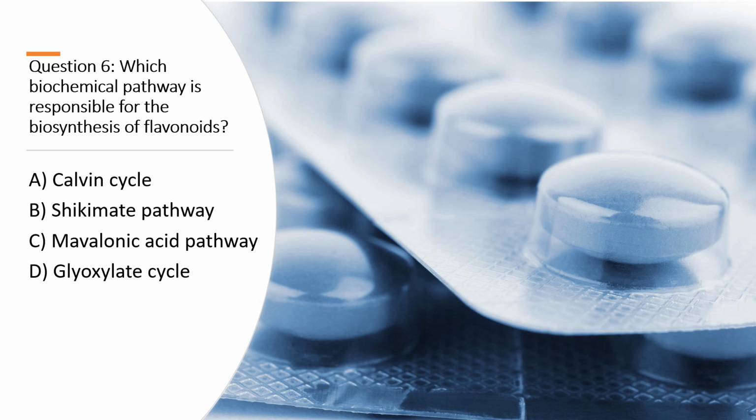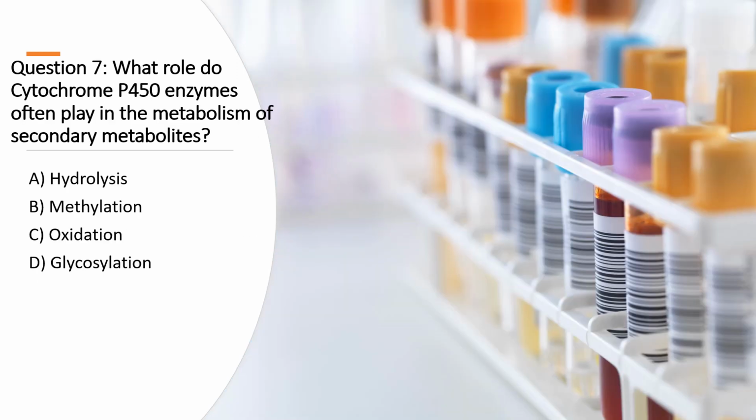The next question is quite simple. What role do cytochrome P450 enzymes often play in the metabolism of secondary metabolites? A. Hydrolysis. B. Methylation. C. Oxidation. D. Glycosylation. The correct answer is C, because cytochrome P450 enzymes often catalyze the oxidation of secondary metabolites by modifying their structure and potentially their function.